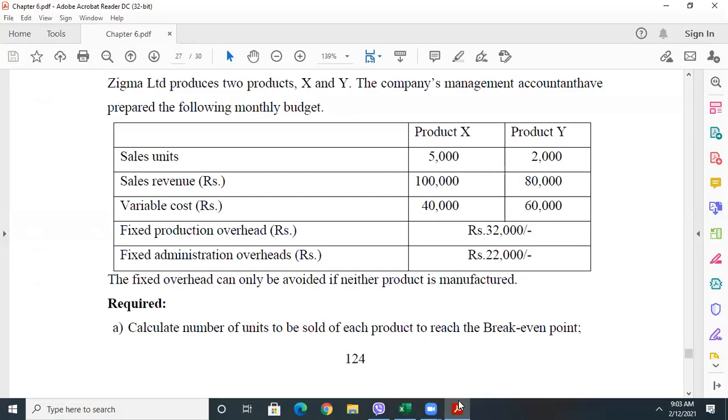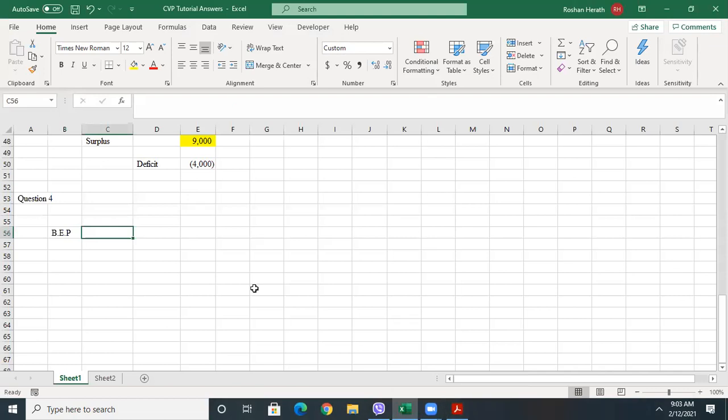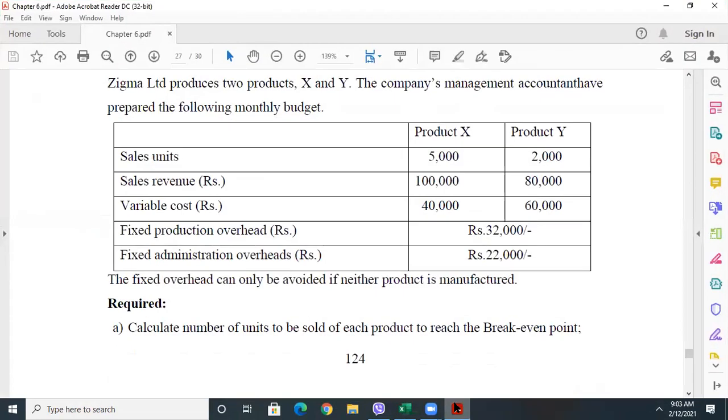We are taking the fixed cost, 32,000, 22,000 altogether. You can see the fixed cost. So here we do not make distinction whether it is manufactured or non-manufacturing. So the only criteria is whether it's a kind of cost that is fixed or variable. So accordingly, the fixed cost is 54,000.